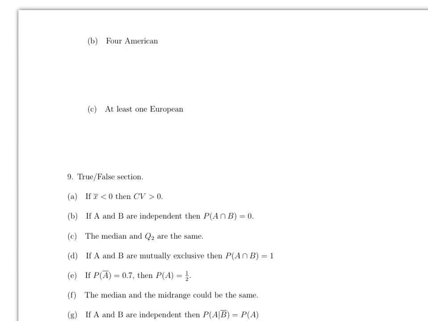For part B and part C, we use the same information. Part B is just asking what's the probability of getting 4 Americans.